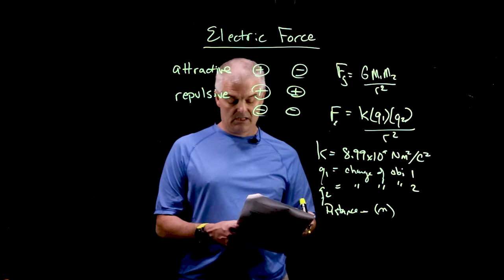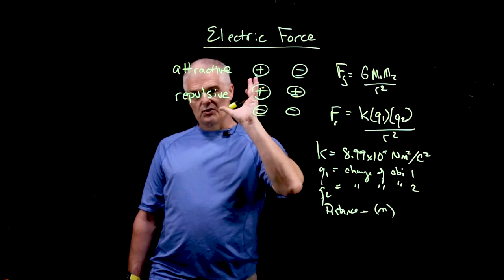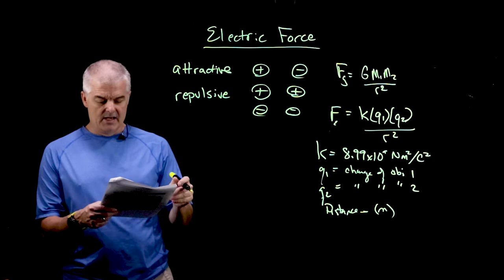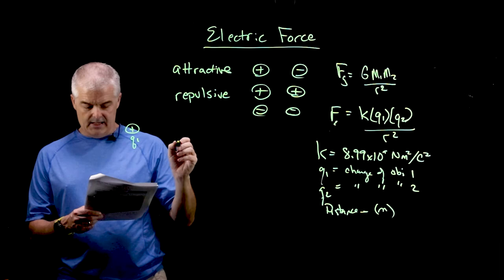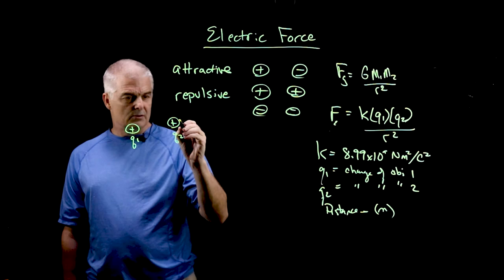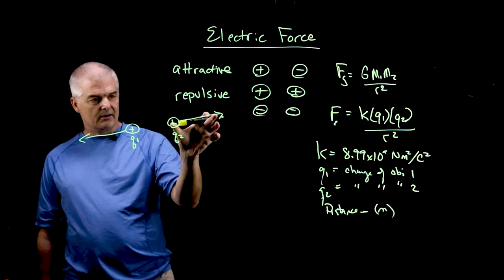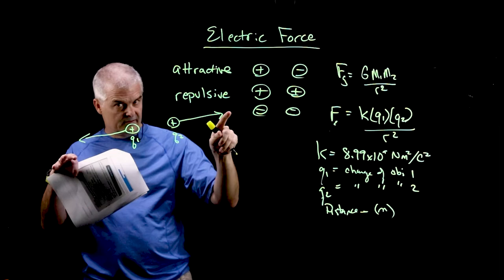Now, that's kind of the equation. We'll do some stuff with the equation. But there's also ways that we denote this. How do we write these out graphically, pictorially? Let's say I've got a positive charge right here, call that Q1, and another positive charge, that's Q2. What we do is we draw arrows away. These are the force vectors. Why do we draw them away? Because these are repulsive, because it's positive and positive. Remember, that comes back to opposites attract and likes repel.